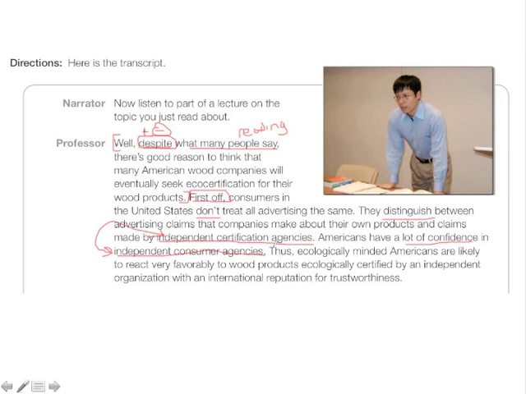And notice how the professor repeats it again. Ecologically certified by an independent organization. So our first point is listed here. He disagrees with the fact that consumers will not treat all products the same. He thinks that consumers will distinguish between these different products because they will trust an independent organization, especially if the organization has a reputation for trustworthiness. Okay, let's move on.